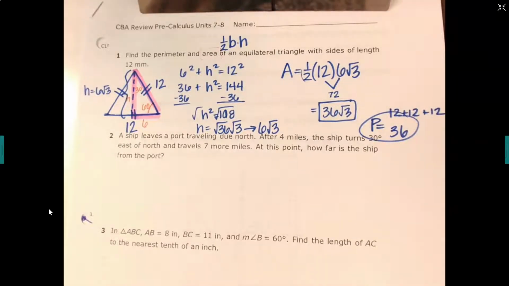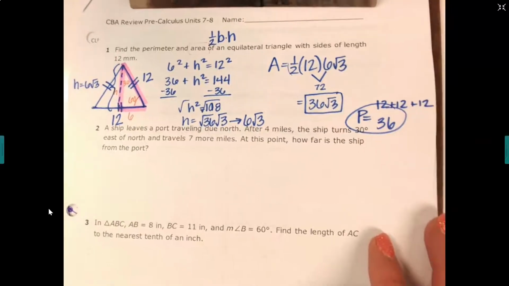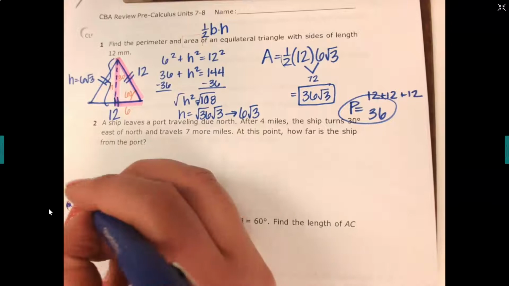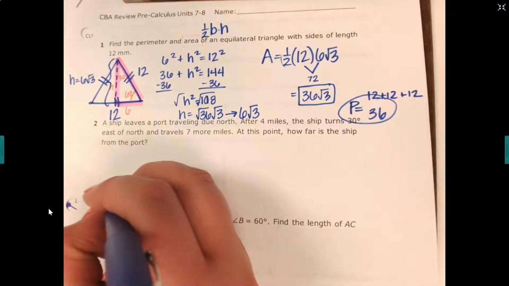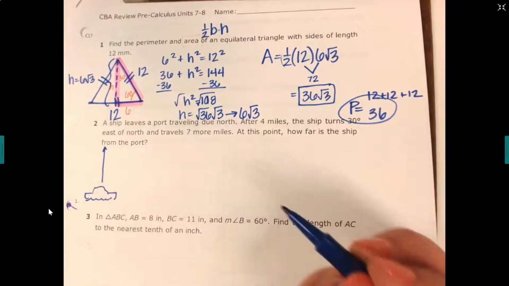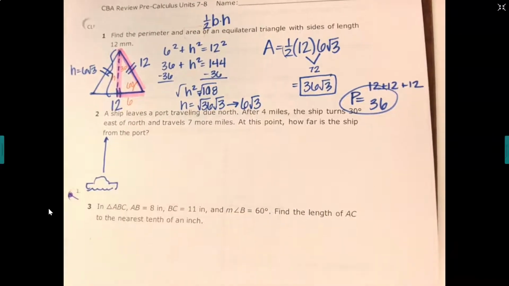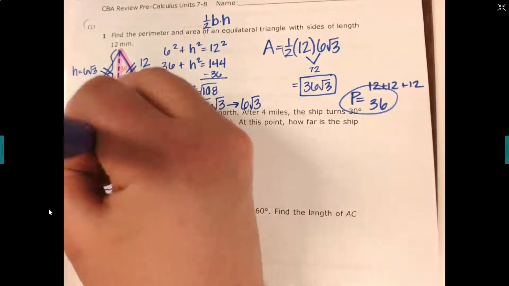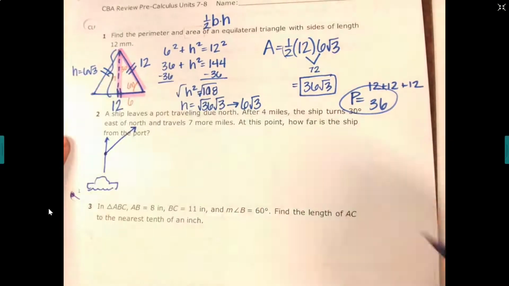Okay, next one. The question like this on the CBA has a little graph done for you. But you have a ship traveling north. Ooh, hopefully it's not a cruise ship. Okay, coronavirus. Everyone's quarantined. Okay, it's traveling north. After 4 miles, the ship turns 30 degrees east of north and travels 7 more miles. So we'll say that here's 4 miles and then he turns.